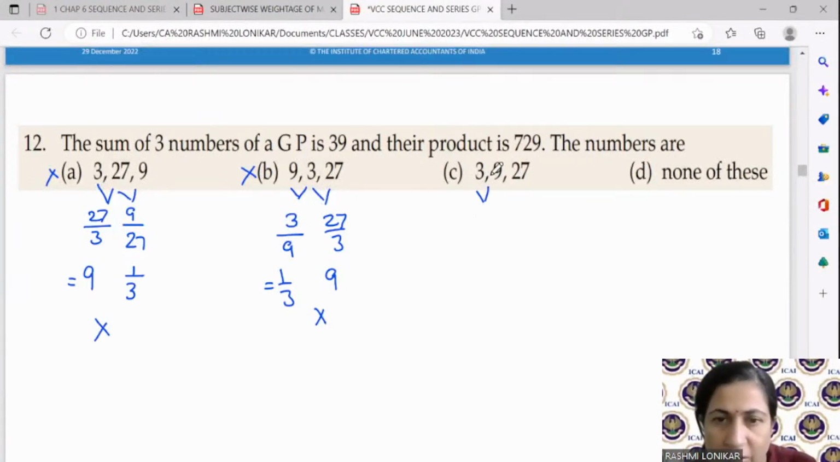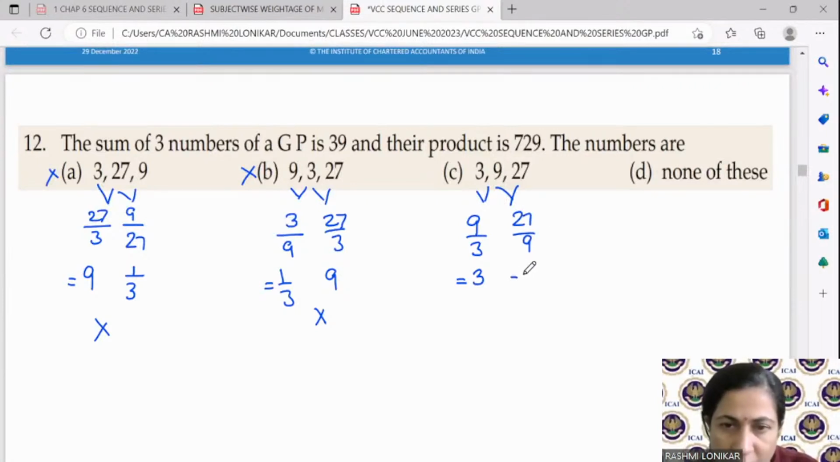Now let us see over here. Second term upon the first term, 9 upon 3. Answer is 3. Now third term upon second term, this is 27 upon 9. What is this equal to? This is equal to 3. Okay. So C will be the correct option. So this is how you will be able to find out. First check the conditions, the sum of the three numbers and the product of the three numbers. The options which are satisfying those conditions only you have to consider, and then you will have to see whether they are in GP or not. Clear?